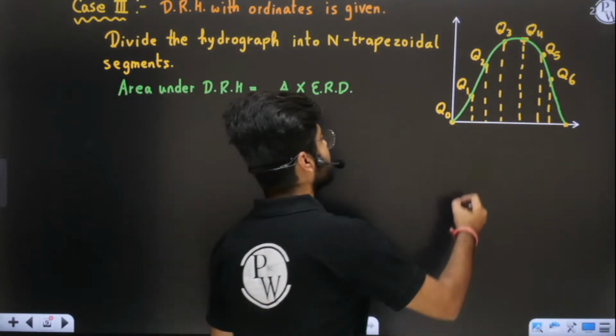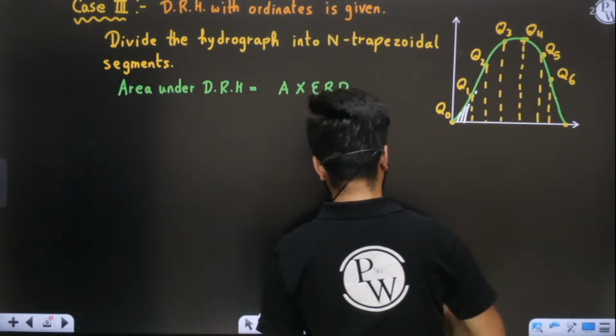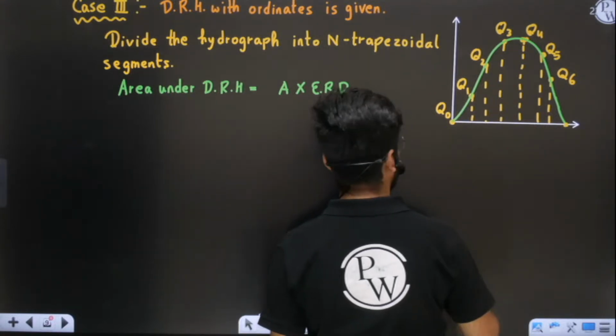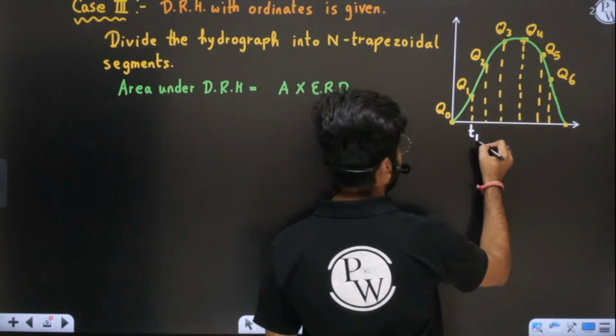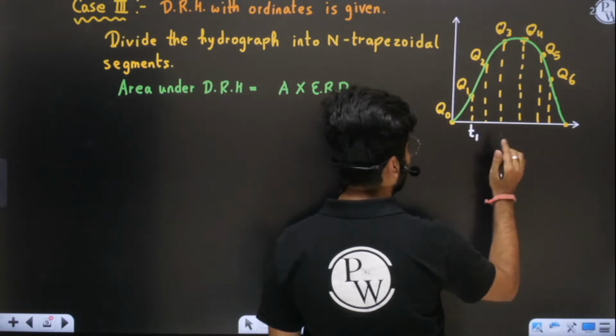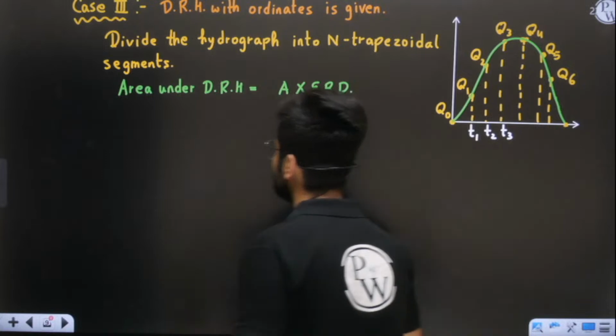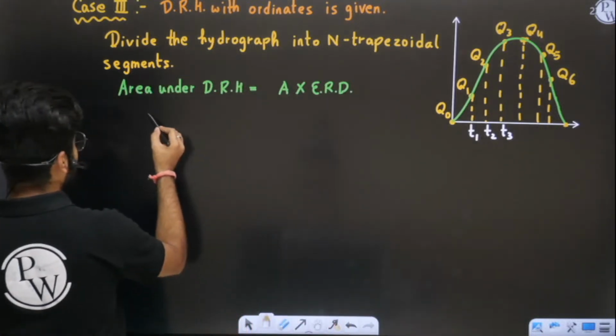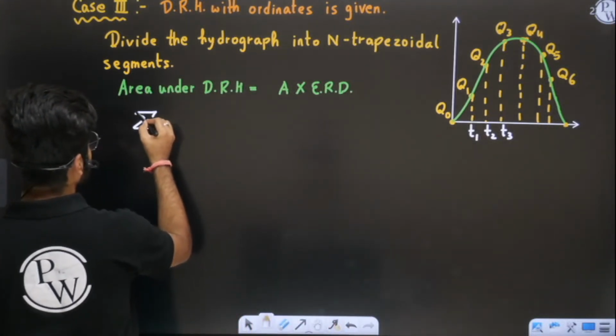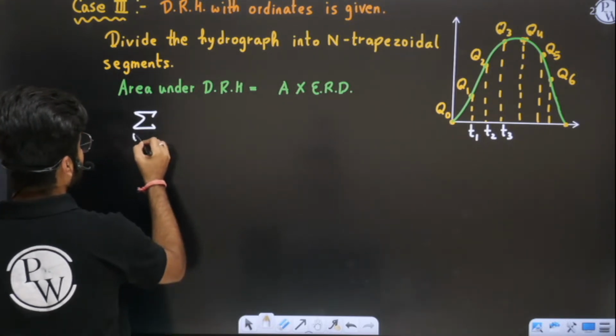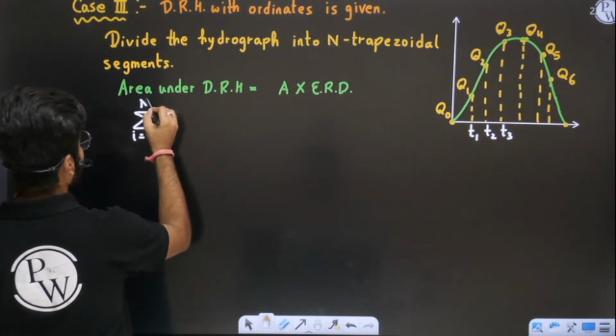So this is your first segment, this is your second segment, like this. Let us say this is time t1, gap is 1 hour, or let us say this is t1, t2, like this. Time is also given to you, no problem. So what I have to do, I have to find the sum of all the areas, of all the n segments starting from 1 to n.